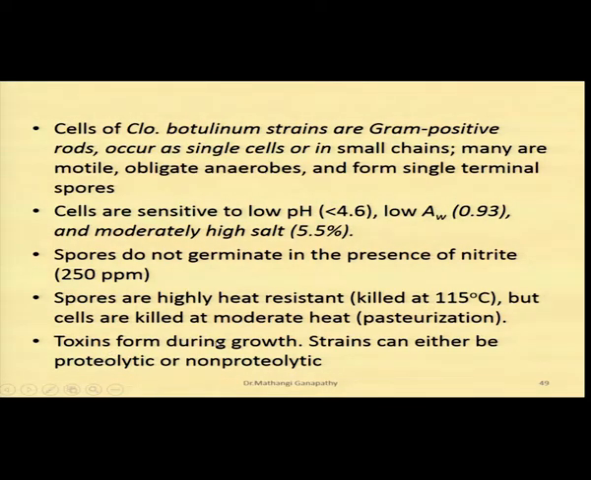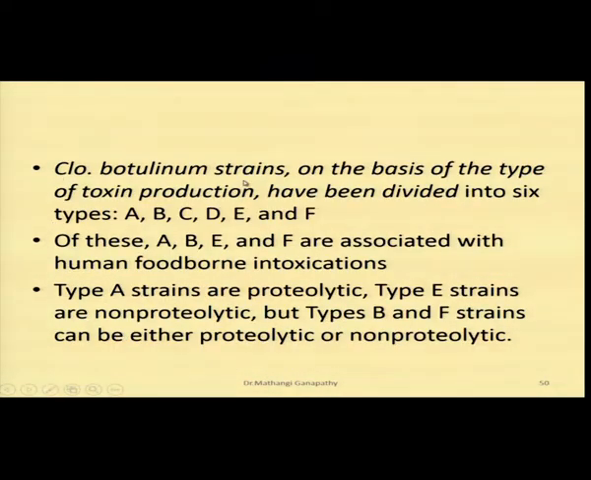Toxins form during the growth. Strains can either be proteolytic or non-proteolytic. The Clostridium botulinum strains can be subdivided based on the type of toxin they produce. Six types are seen: type A, B, C, D, E and F. Among these, type A, type B, type E and type F are associated with human foodborne intoxications.